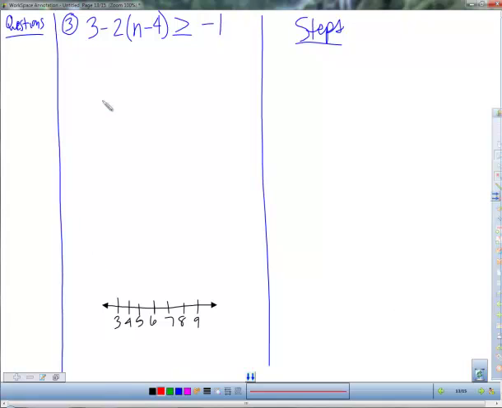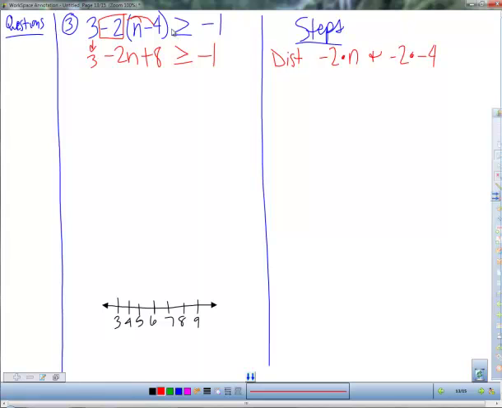Alright, number 3, we have 3 minus 2 times the quantity n minus 4 is greater than or equal to negative 1. So the first thing I'm going to do with this is distribute my negative 2. Remember that is a negative. So I'm distributing negative 2 times n and negative 2 times negative 4. When I distribute that, I get negative 2n plus 8. I bring down this 3 and I bring everything else down exactly, greater than or equal to negative 1.